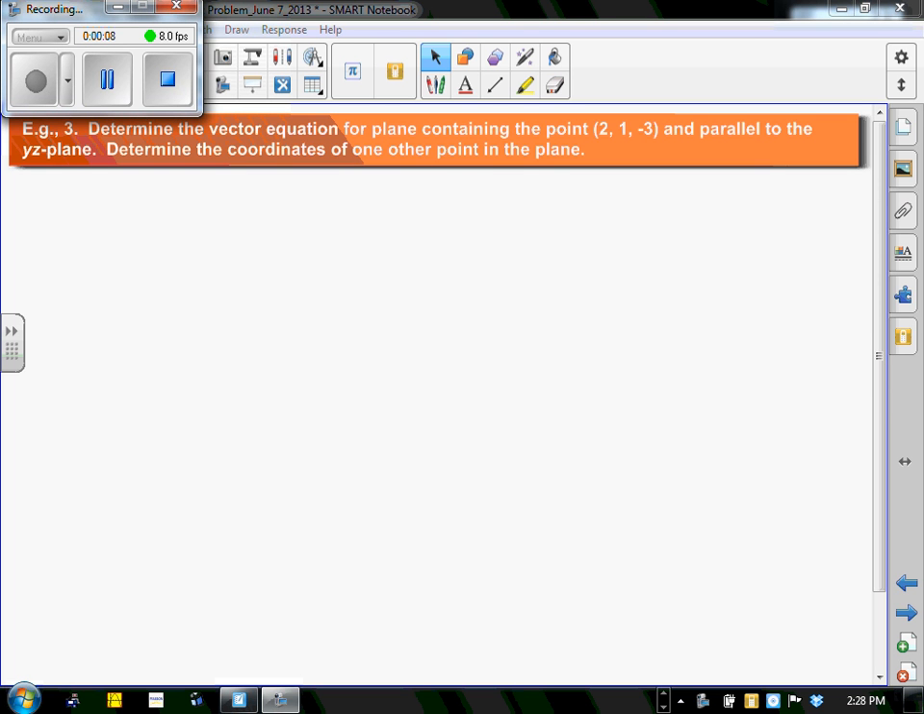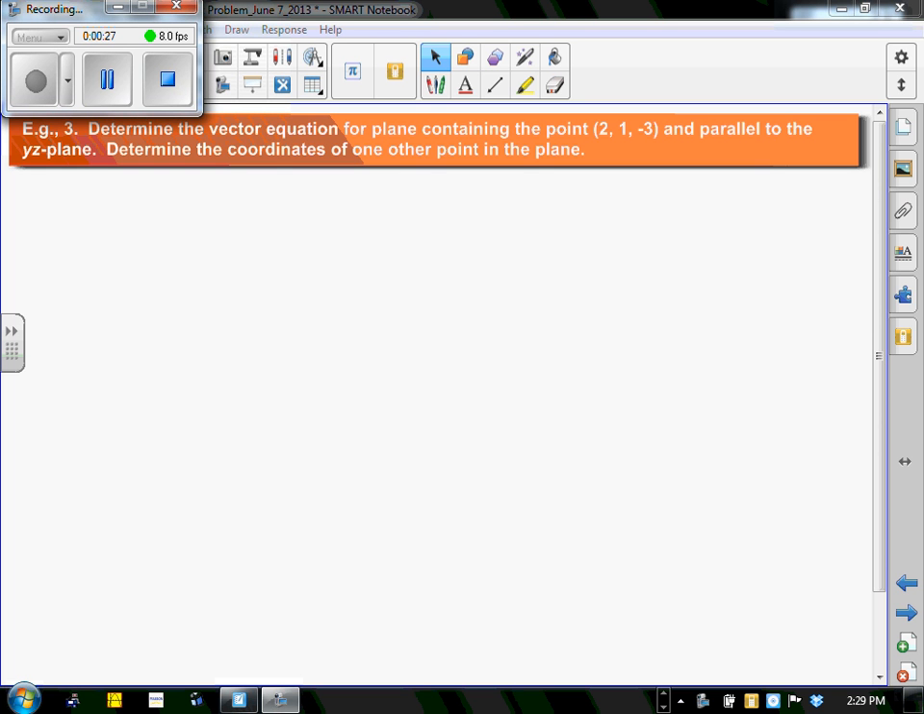In class, we covered two examples. The first example looked at determining the equation of a plane given 3 points. The second example then looked at finding the equation of a plane using a line that was in the plane as well as a point.